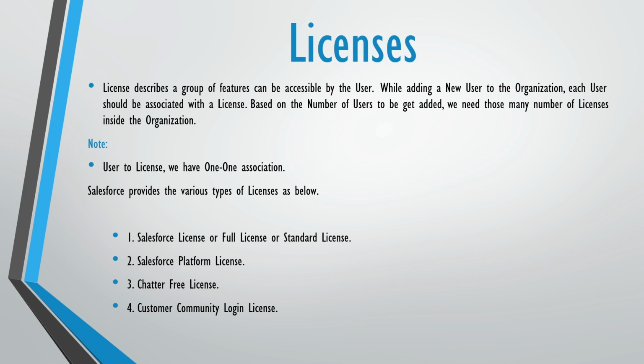Licenses. A license describes a group of features that can be accessible by the user. While adding a new user to the organization, each user should be associated with a license. Based on the number of users to be added, we need that many licenses inside the organization. Note: between user and license, we have one association.